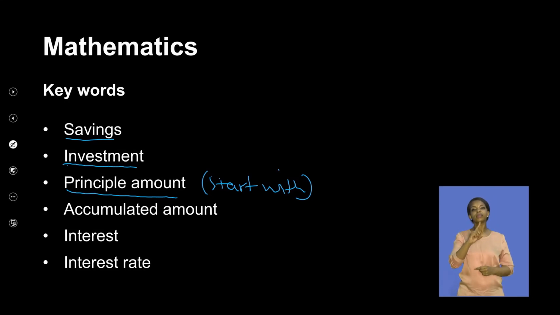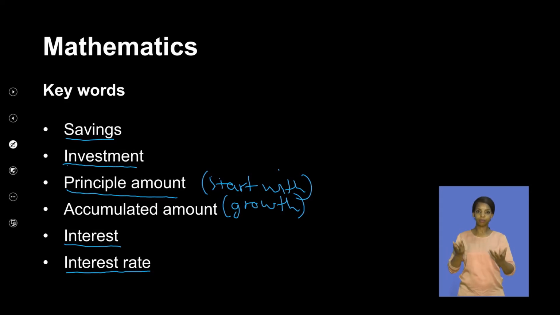The accumulated amount will be the growth in this instance. So, in terms of what you started with, what did it grow to be? That's what the accumulated amount is. Interest will be how much it is growing by, and then the interest rate will be over time. What exactly is the rate that they are giving you in terms of this particular growth?